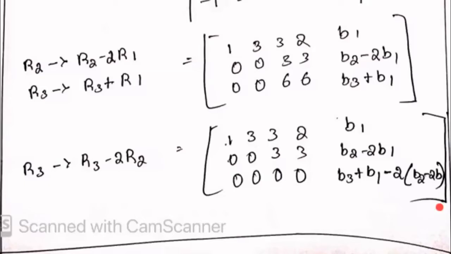Here again b1 is there. It becomes minus 2 into minus 2, so plus 4b1 plus b1 is 5b1. And minus 2b2 will be there. So this is what we got.